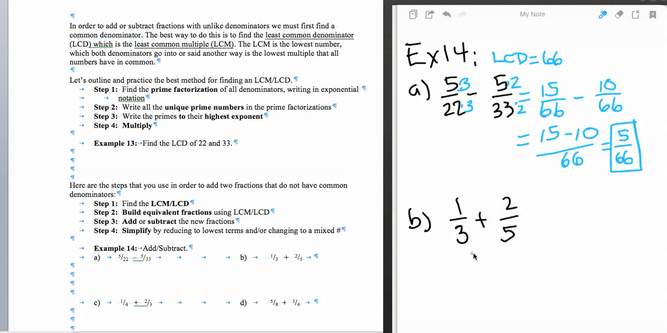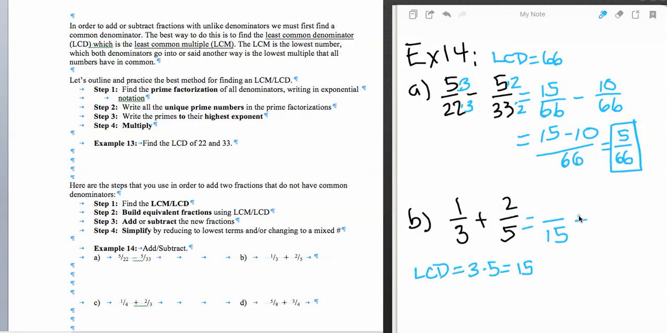Our next example is still unlike denominators, but this one's a really easy example, and that's because the denominators here are both prime numbers. And when both numbers are prime, it's very easy to know the LCD. It's just a product of their primes, since prime factorization is how we get those LCDs. So our LCD in this case is just 3 times 5, which is 15. And then from there, we are going to build our higher terms.